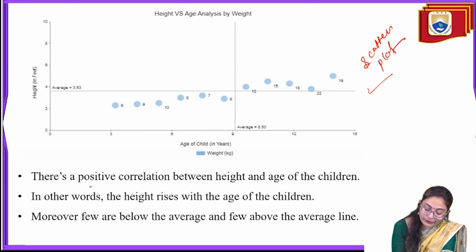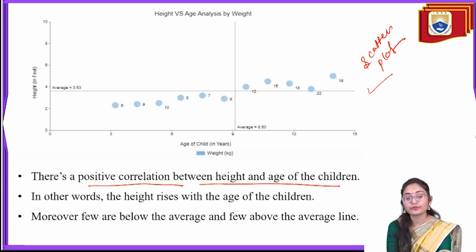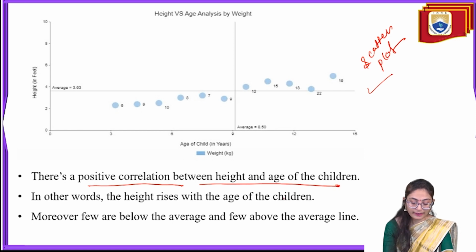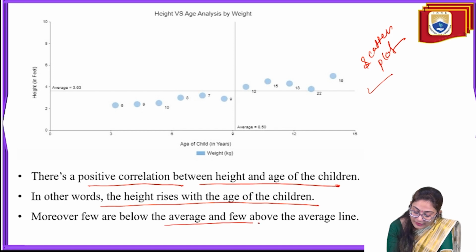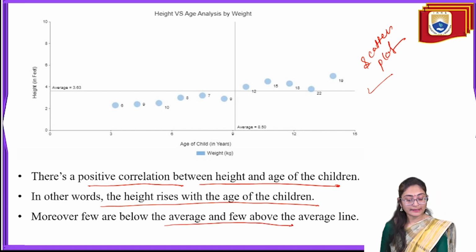There is a positive correlation between height and age of the children. In other words, the height rises with the age of the children. Moreover, a few are below average and a few are above the average line.